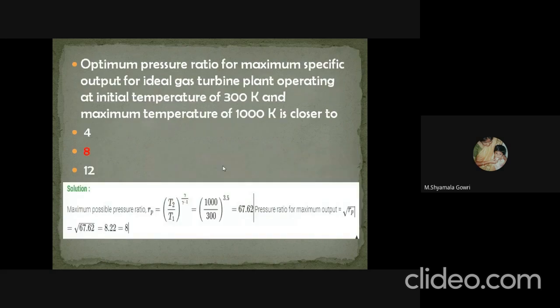The optimum pressure ratio for maximum specific output for an ideal gas turbine plant operating at an initial temperature of 300 K and the maximum temperature of 1000 K is closer to: this is the maximum possible pressure ratio, RP equal to (T2 by T1) power R by R minus 1. So (1000 by 300) power 3.5, we will get 67.62. By taking the root, we will get 8.